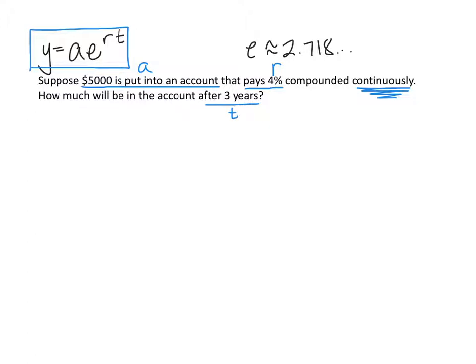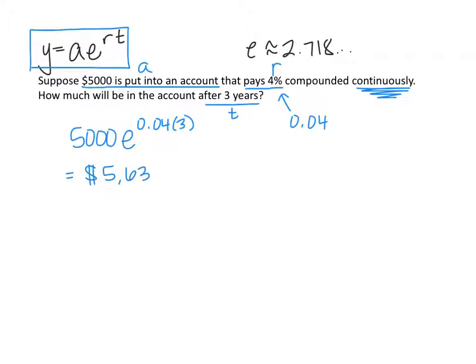Okay, so I'm going to use A is 5,000. I'm going to write 5,000 times E, because it says compounded continuously, so we know we use this formula with E. I'm going to change the 4%. We don't write it as 4%. We want to write it just as a decimal form, so 0.04 times T, which is 3 years. R times T is the exponent. And then I just go ahead and type that into the calculator, and you should get 5,637 and 48 cents.